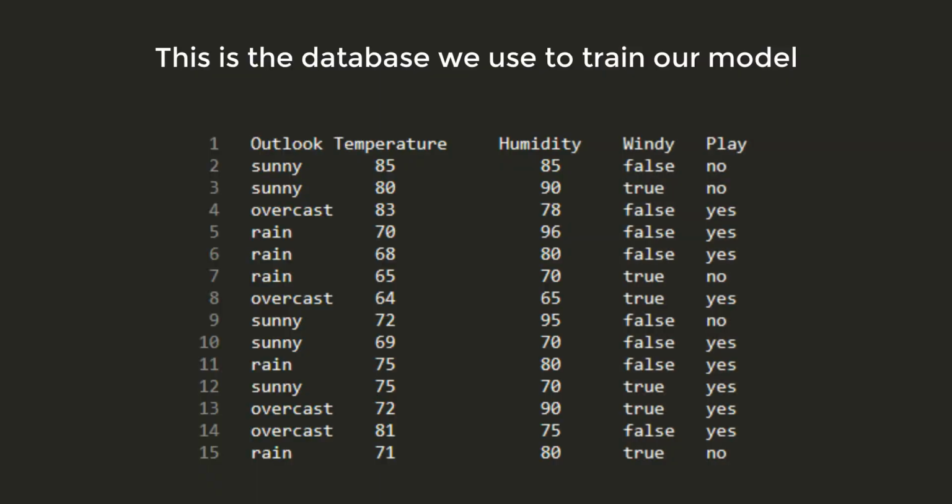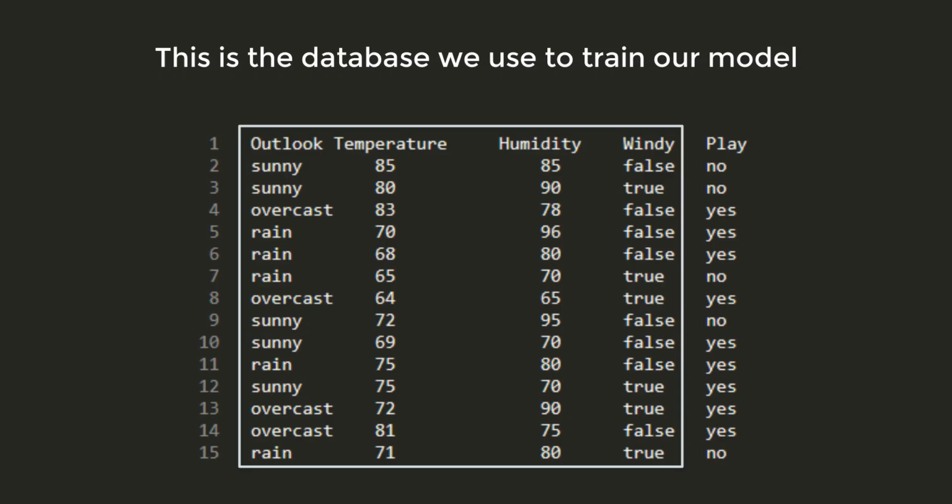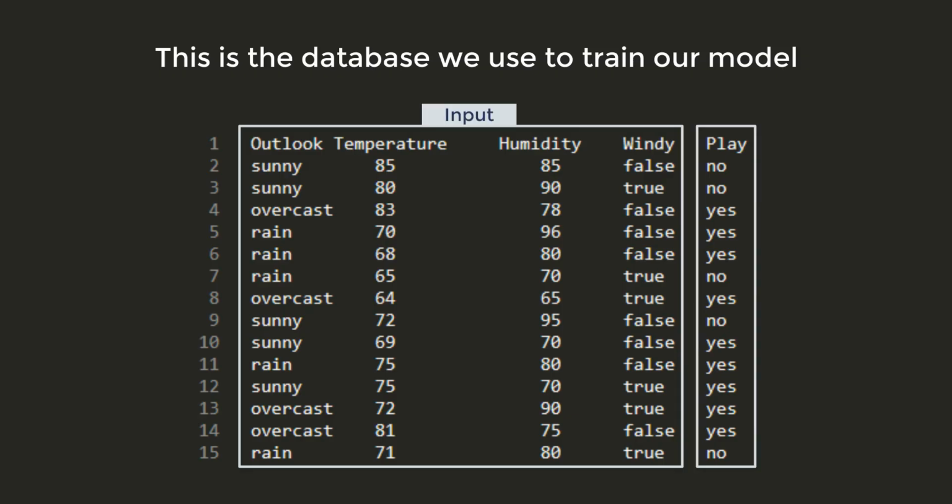So in this example, we read a CSV file with these observed data. The columns temperature, humidity, and wind are the inputs, and the column play, which is the possibility of playing golf, is the prediction. Using this data set, the model will be created and trained to make predictions.